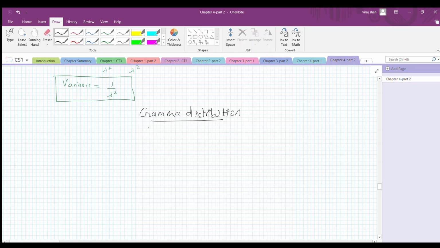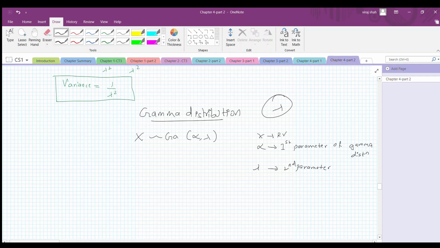So gamma distribution, how do I denote it? X follows Gamma with parameters alpha, comma, lambda. What is X? X is my random variable. What is alpha? Alpha is the first parameter of the gamma distribution. What is lambda? Lambda is my second parameter. Basically, as above, the exponential distribution took only one parameter, lambda. Here there are two.